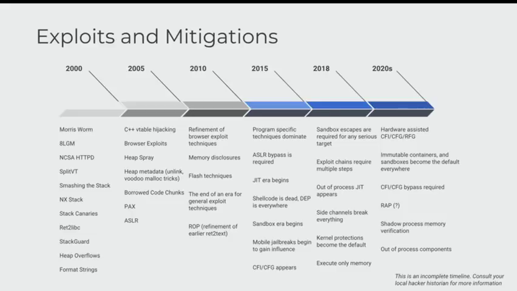Kernel protections become the default. We have things like execute-only memory on newer ARM chips. Sandbox escapes are required for any serious target. And as we look a little bit ahead to the future, we can see that CFI and CFG, which I'll talk about later, are becoming standard. They're going to be hardware assisted in a few years. We have things like immutable containers and sandboxes that throw out the process the second you touch it. Out-of-process components are going to become more and more commonplace. So you can see things are getting harder and harder.